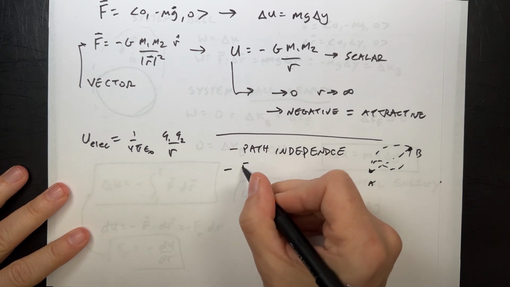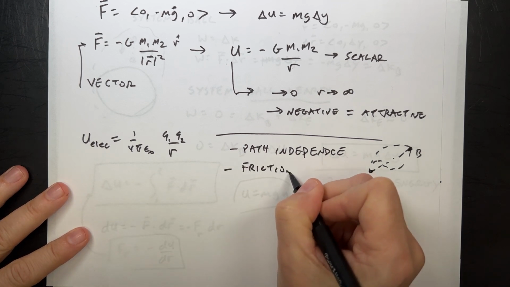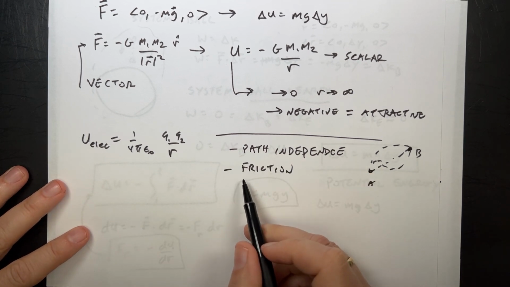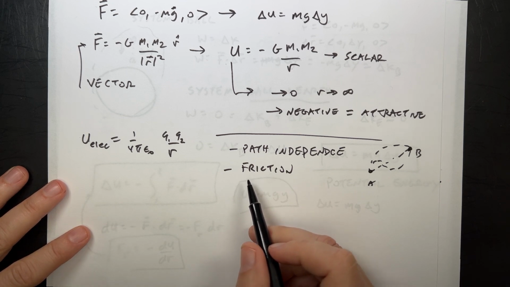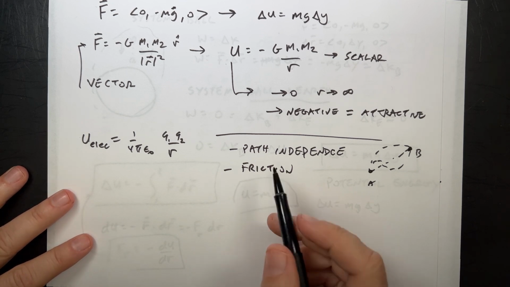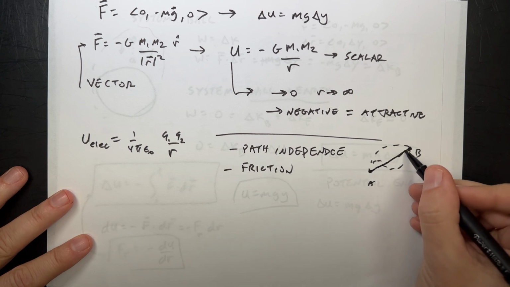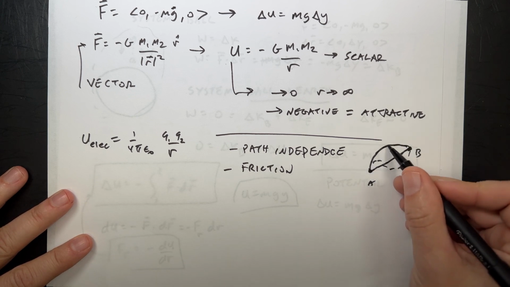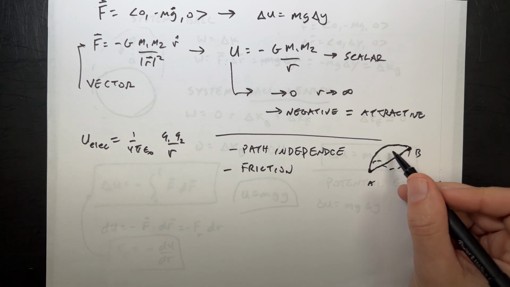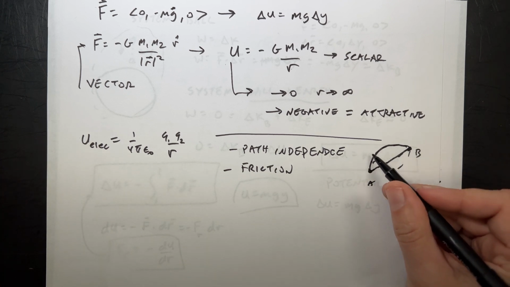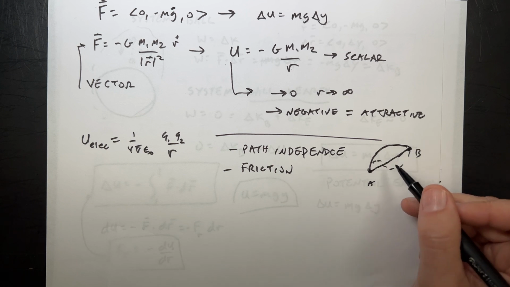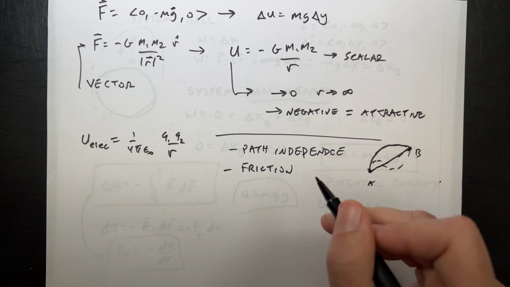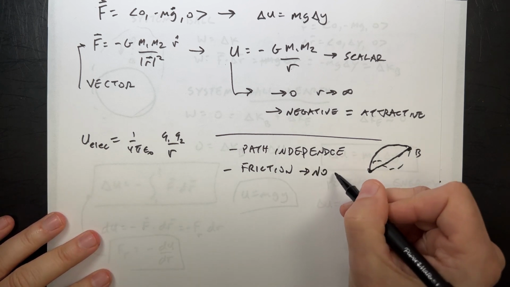What about friction? Work done by friction is complicated anyway. But we can't make this a potential, because if I push a block this way, and then I push it this way along a longer path, friction's always in the opposite direction of motion, so this is going to be more work. So the path does matter. It's not path independent, so no U.